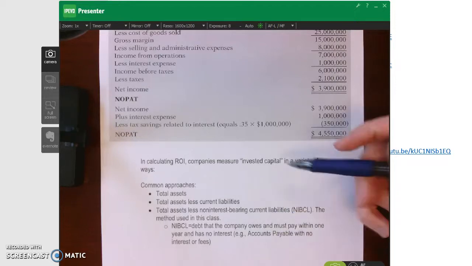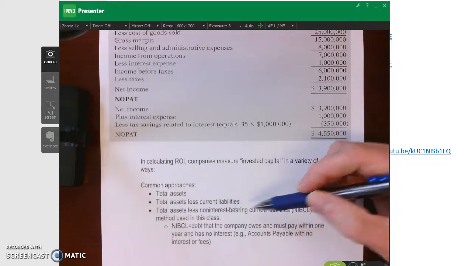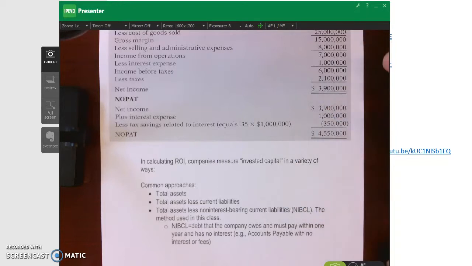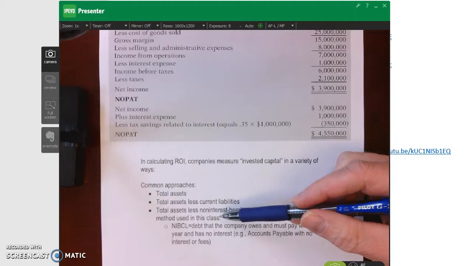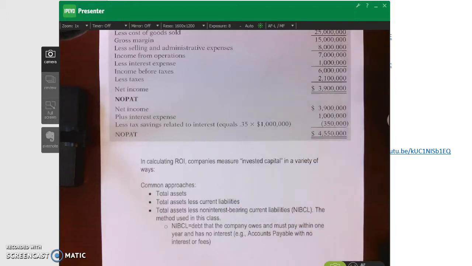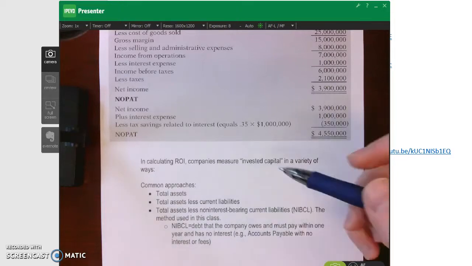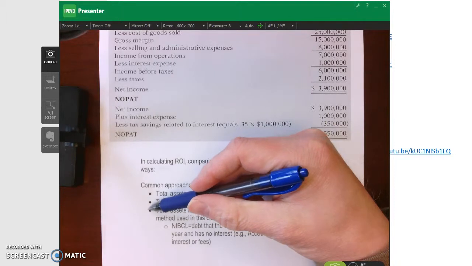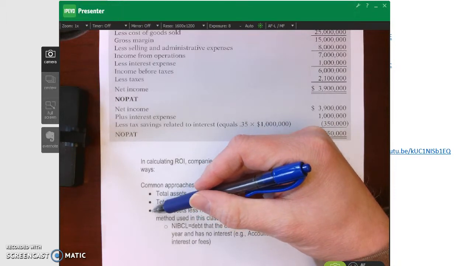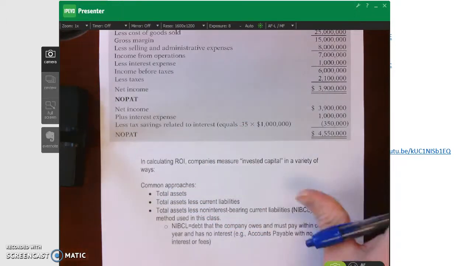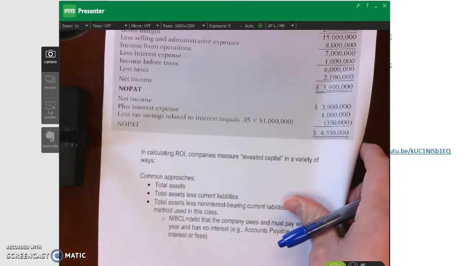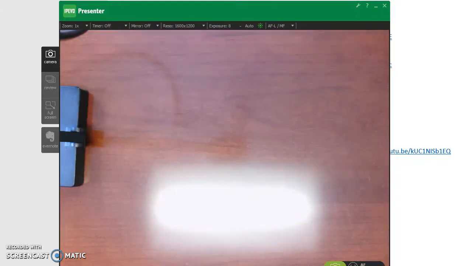Non-interest-bearing current liabilities, such as accounts payable, don't have any interest, and so we would subtract them from our invested capital. Since they don't carry any interest expense, we would consider them a free source of funds, and that's why some companies choose to subtract that. That's the approach that we'll use in this chapter as well. So you come over here.